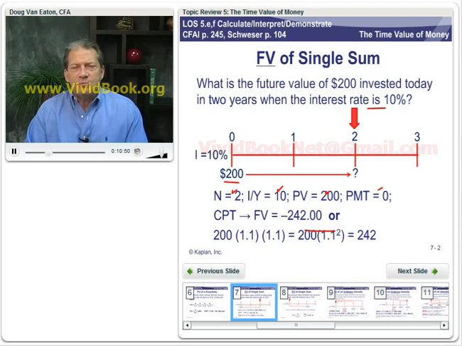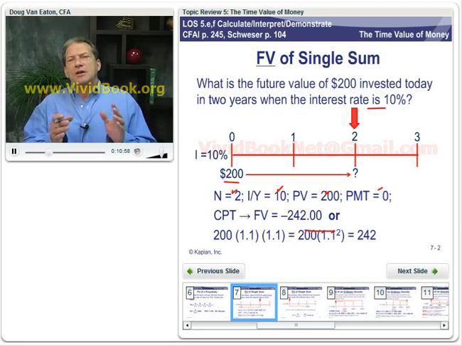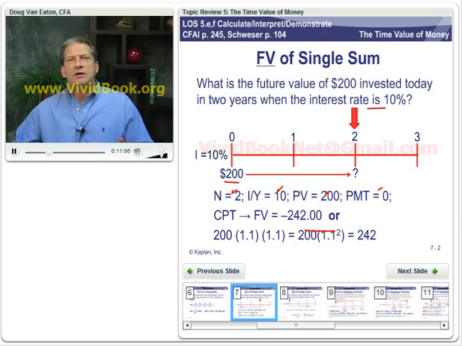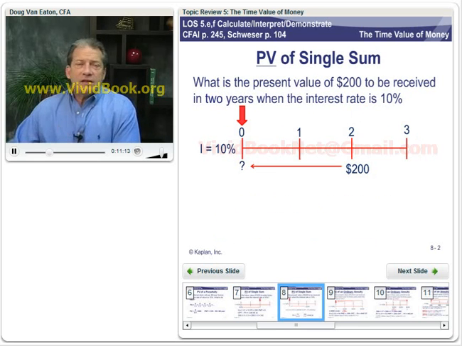Remember that 10% compounds. So we earn 10% the first year on the 200, we earn $20. The next year we earn 10% on $220, which is 22. That's where the 42 comes from. So we're just using compound annual interest out into the future to get the future value of a single sum today. To get the present value, we just move back the other way.